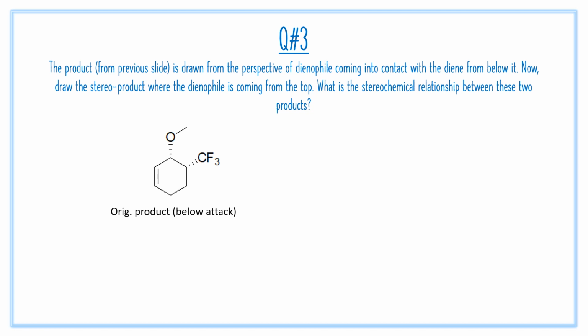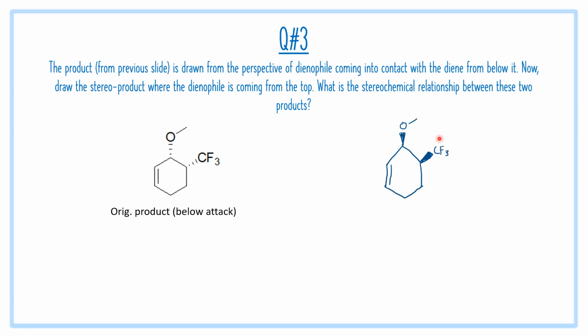So question number 3. The product from the previous slide, which I put on this slide again, this original product, is drawn from the perspective of the dienophile coming into contact with the diene from below it. Now draw the stereo product where the dienophile is coming from the top. What is the stereochemical relationship between the two products? So this is all just about visualization and knowing where your dienophiles are going to be coming into contact with each other. So I'm going to go through this quickly.